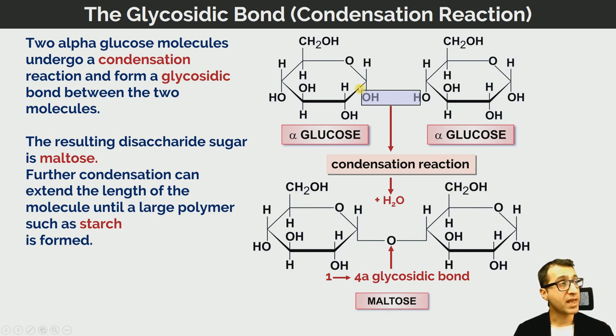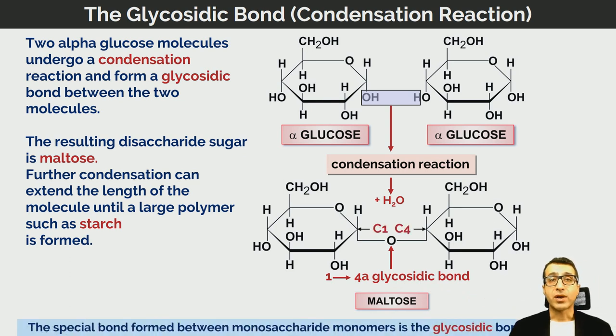And so, if you're forming a bond between this carbon and this carbon by removing these two hydrogens and this oxygen, in other words, removing a water molecule, the bond that's being formed is between carbon 1 of this monomer and carbon 4 of this monomer. The bond is called a glycosidic bond, which to organic chemists would be referred to as an ether linkage, a linkage between two carbons via an oxygen atom. But in biology, this is referred to as a 1,4 alpha glycosidic bond.